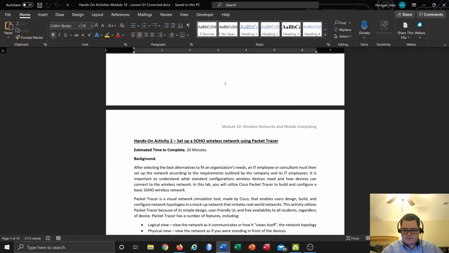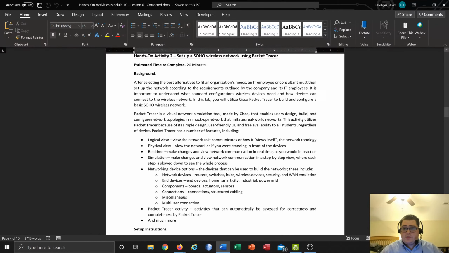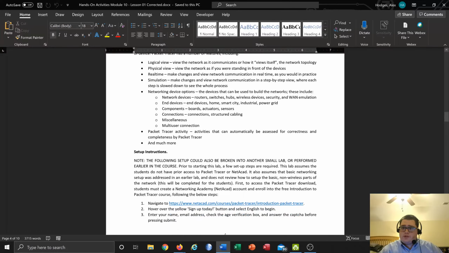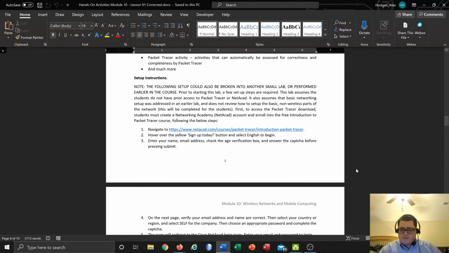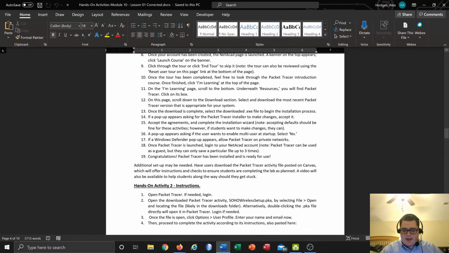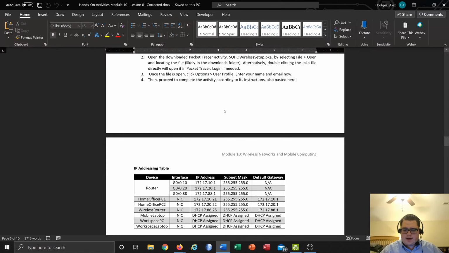So again, I'll just go through a brief overview of what these hands-on activities look like. Again, you have the background. This particular background explains why the project is important and introduces Packet Tracer. You have the setup instructions, which in this case are setting up Packet Tracer. And then you have the actual hands-on instructions, which are a step-by-step of how to do it.